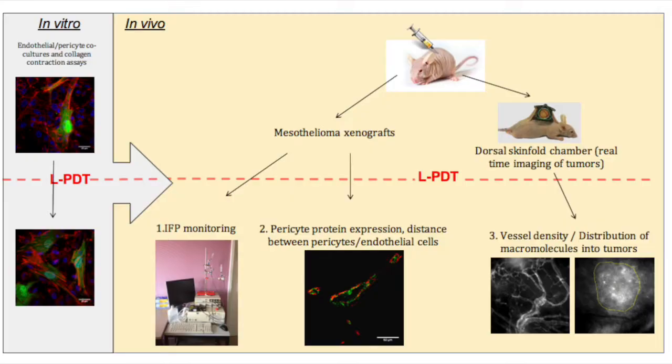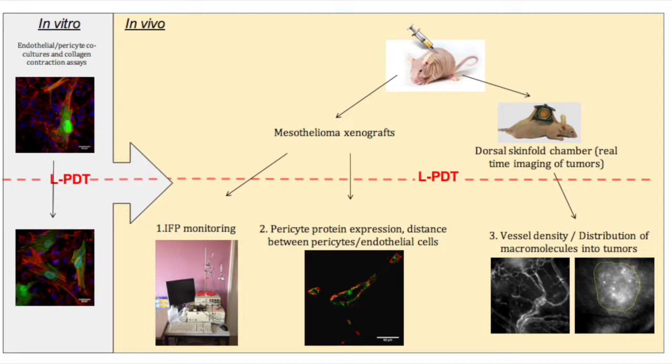So there were two major setups in this study. We first used an in vitro model of endothelial cells and pericyte co-culture that we exposed to low-dose photodynamic therapy. In this model, we were interested in the change in cell conformation function of pericytes as well as modulation in their cytoskeletal structure following low-dose photodynamic therapy.